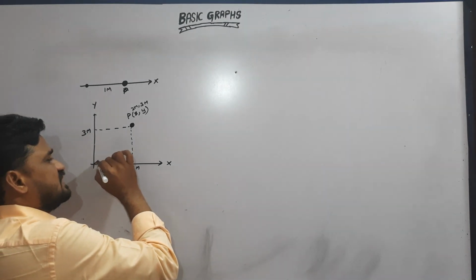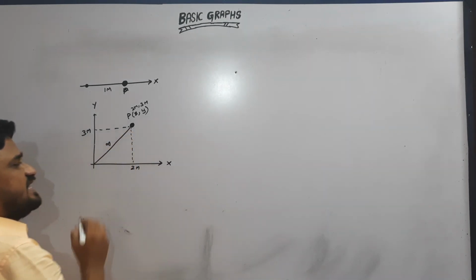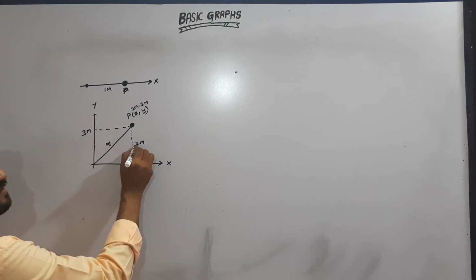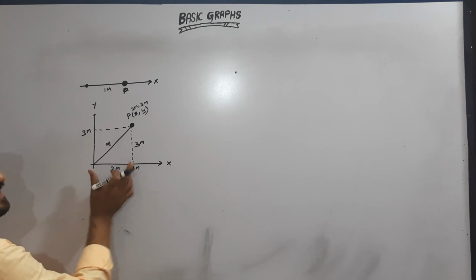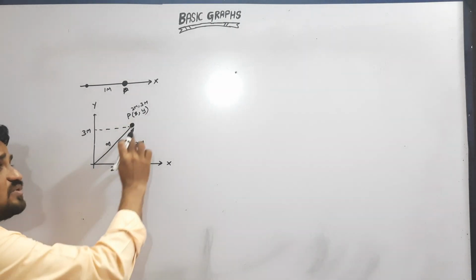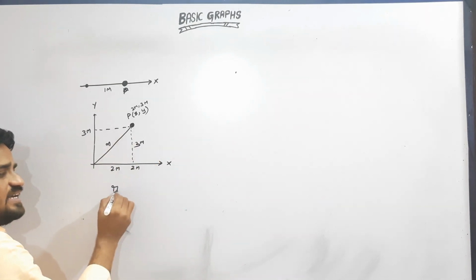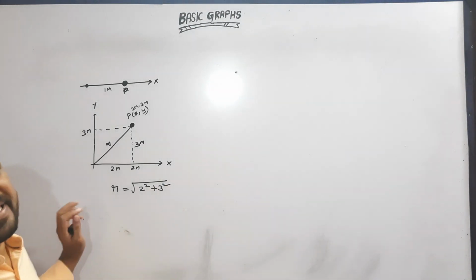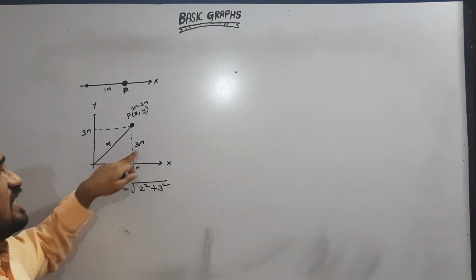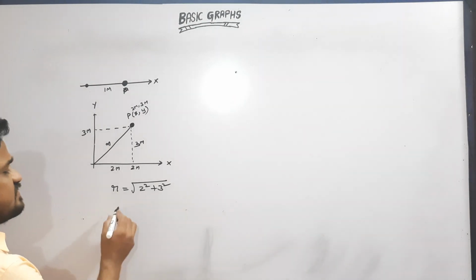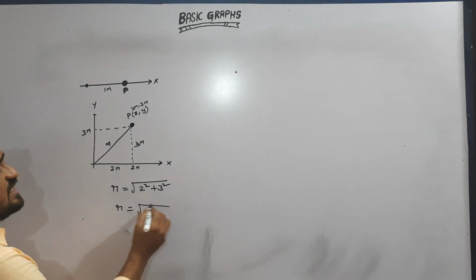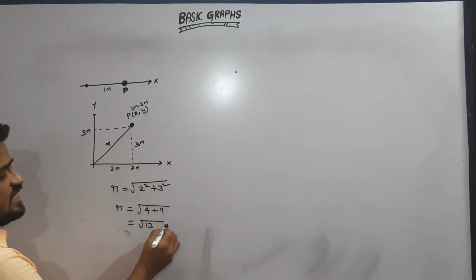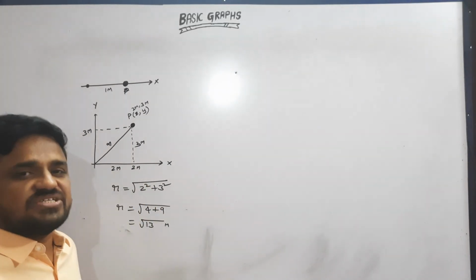So the distance of the point from the origin: this length is 2 meters, this length is 3 meters. The distance of the point with respect to the origin is r equals square root of 2 squared plus 3 squared, by Pythagoras theorem: hypotenuse squared equals side squared plus side squared. So r equals square root of 4 plus 9, root 13 meters. This is the two-dimensional coordinate system.